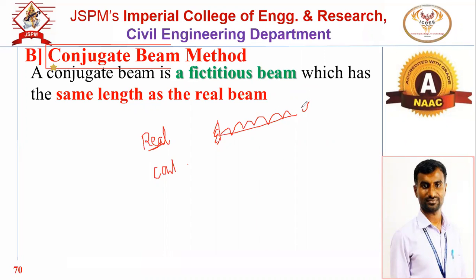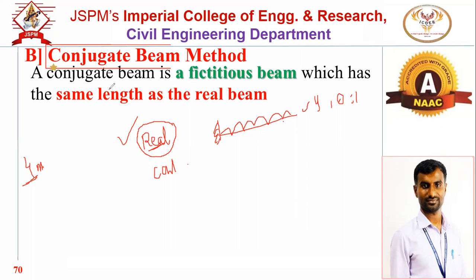The beam given in the numerical, for which we have to find out slope as well as deflection. The beam for which we want to find out slope and deflection at a certain point, that is the real beam. So in a question they may ask: the beam is of 4 meter span, a simply supported beam of 4 meter span. Okay, so that is the real beam. For that beam we want to find out slope and deflection.